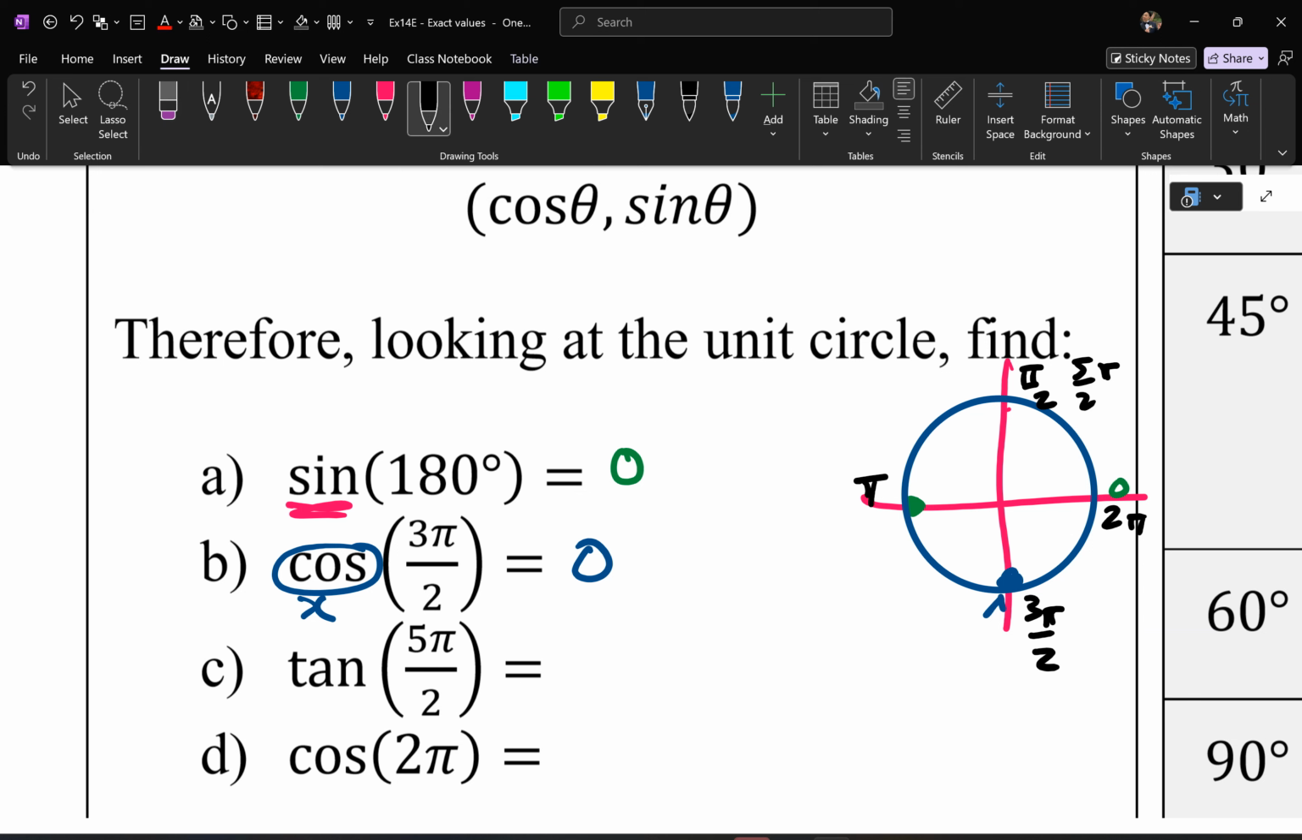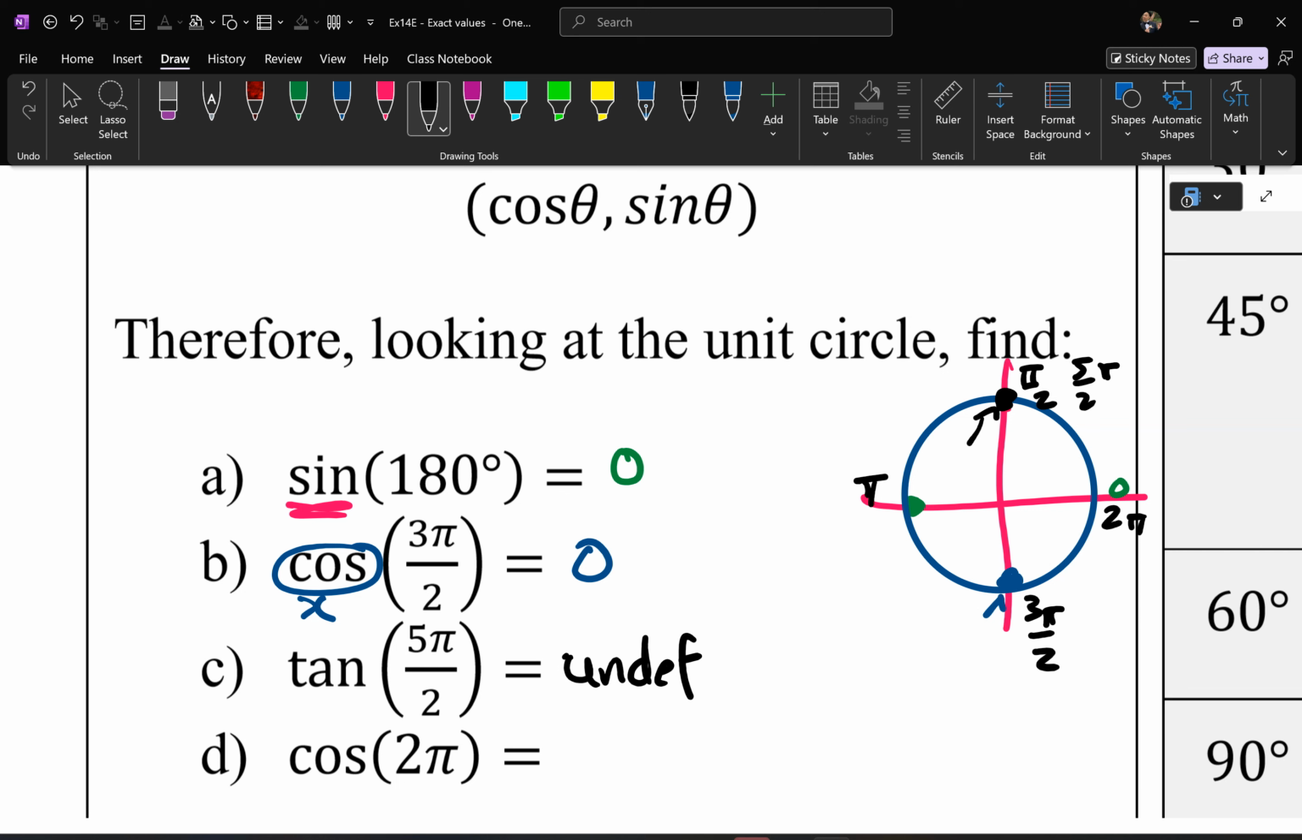5 pi on 2 is literally going to end up at this spot. You're going to be right here. That's where 5 pi on 2 is. So when we say tan, see, cos is X coordinates, sine is Y coordinates, tan is the gradient. So I'm asking, what is the gradient at 5 pi on 2? So looking at my pen there, what's the gradient at 5 pi on 2? Not 0. 0 is a flat line. Undefined. Vertical is undefined. So this is undefined.